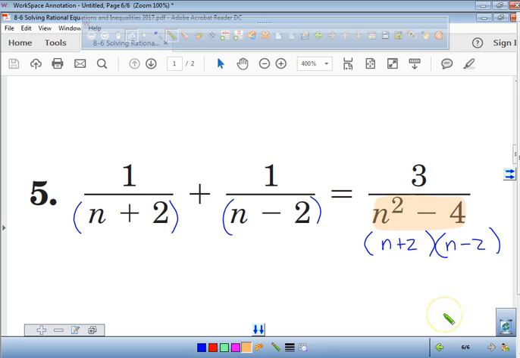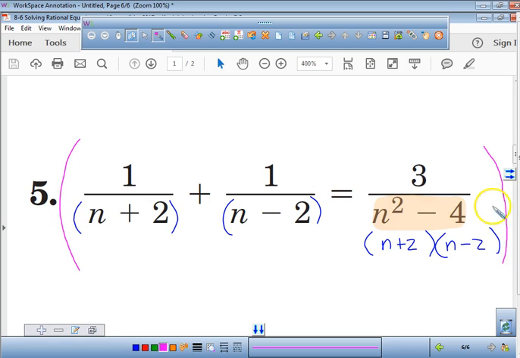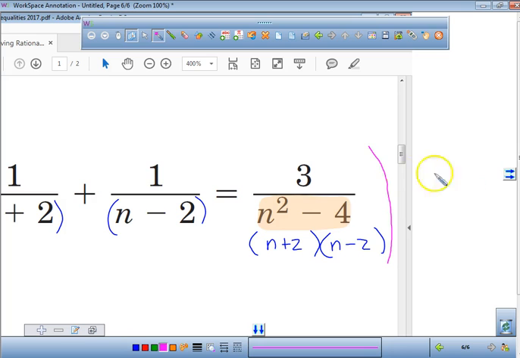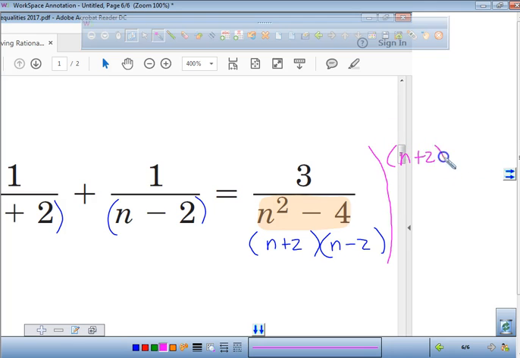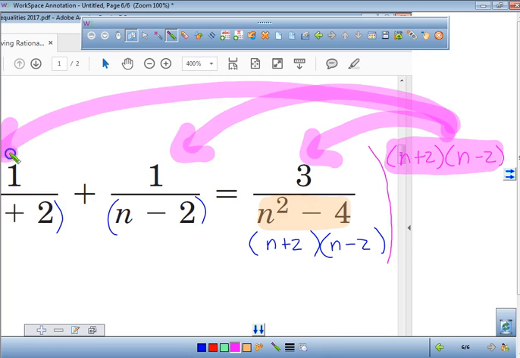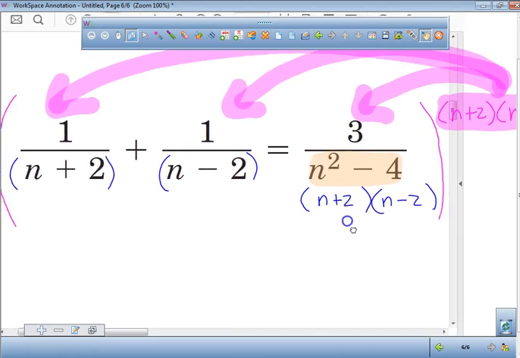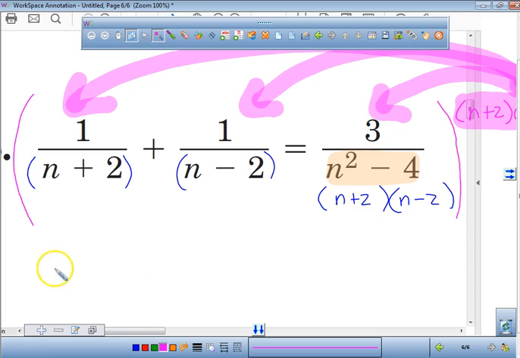Now, this looks like a very complicated problem, but it really isn't that bad if you know what to do. Everybody, what we're going to do right now is take this whole equation right here. We're going to take everything on both sides of the equal sign, and multiply everything by n plus 2 and n minus 2. We're going to multiply this, that, and this right over here, all by n plus 2 and n minus 2. So right now, you're going to watch me do it. It's very easy.